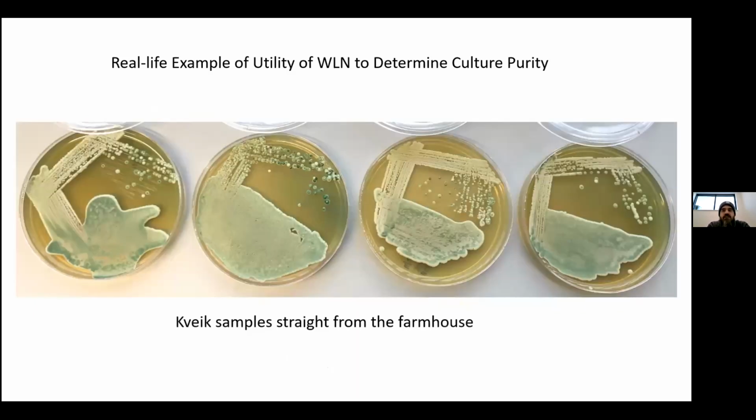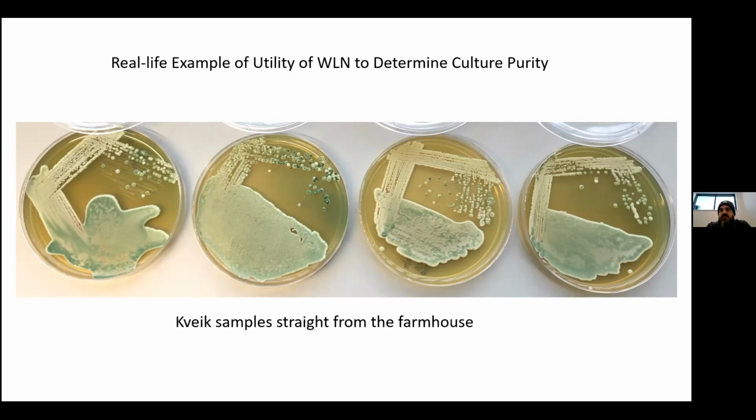This is another example. I've heard that some of you have heard a talk earlier about kveik. And kveik, as you know now, are farmhouse yeast cultures from Norway, and tend to be mixed cultures. So they have lots of different strains that are all genetically related on some level. And this is what those look like when you streak them out on WLN.